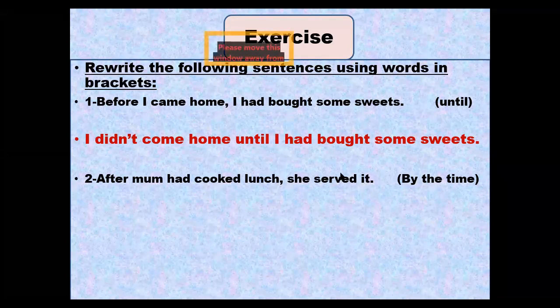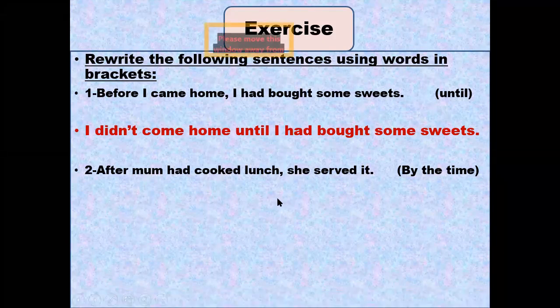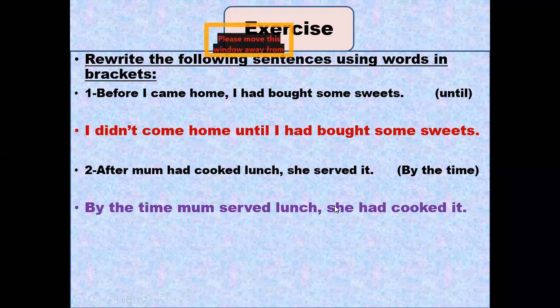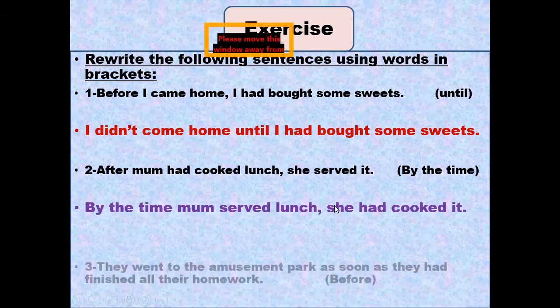By the time mom had cooked lunch, she served. No, my dear. We said by the time is followed by this sentence, the past simple tense. Again, by the time mom served lunch, she had cooked it. Excellent. By the time mom served lunch, she had cooked it. Let's go to number 3.